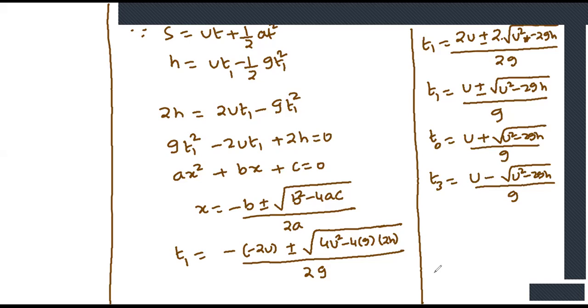So T0 plus T3 can I write as 2u by g? Initial velocity of projection is g into T0 plus T3 by 2. Now I'll give the product of the roots.